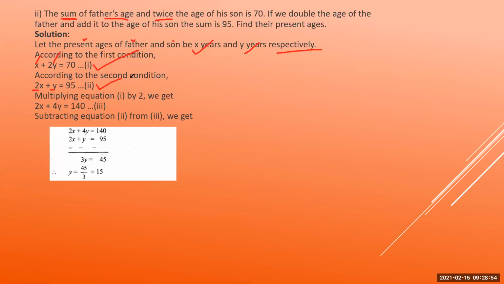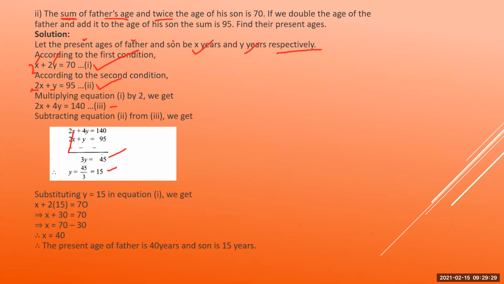So simply what we have done, we are multiplying equation 1 by 2. Look here, the coefficient of x is 2, so here we are also making the coefficient of x equal to 2. After we got this, simply subtract equation 2 from equation 3. After subtracting, 2x gets cancelled, 4y minus y is 3y, 140 minus 95 is 45, and we get y equal to 15. Whose age is 15? y is the age of the son. So we have got the age of the son.